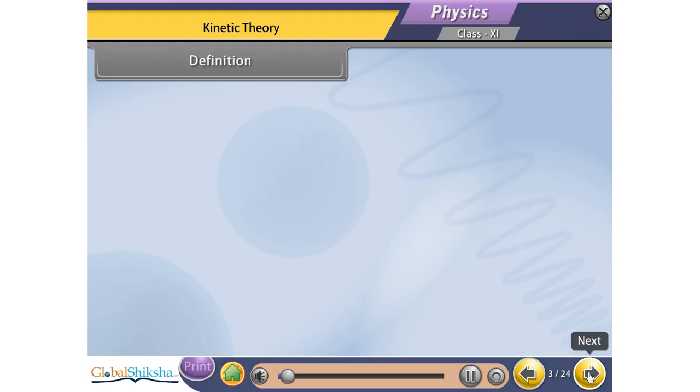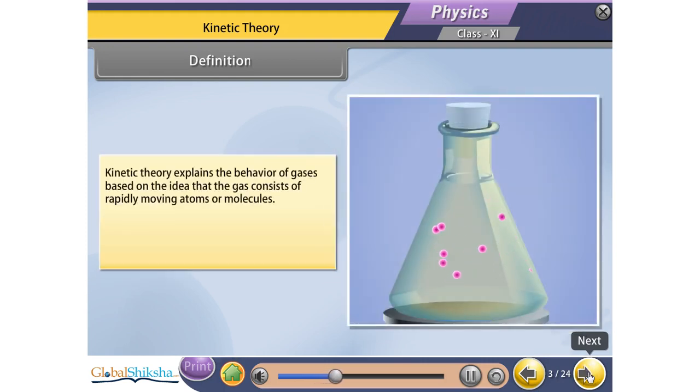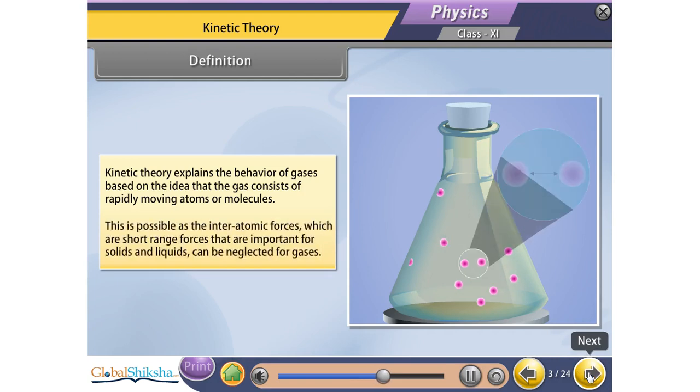Definition. The kinetic theory was developed in the 19th century by Maxwell, Boltzmann and others. Kinetic theory explains the behavior of gases based on the idea that the gas consists of rapidly moving atoms and molecules. This is possible as the interatomic forces, which are short-range forces that are important for solids and liquids, can be neglected for gases.